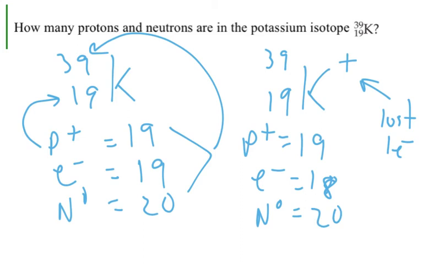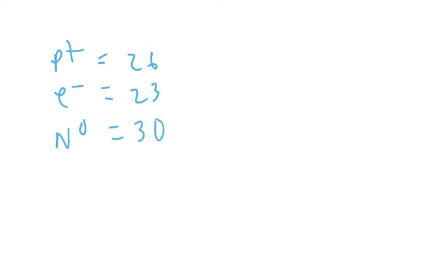Okay? Now, let's do this. Let's go backwards. And let's say that I gave you these 3. Okay? And let's say I gave you some numbers here. So you're given these 3, and we want to fill in the blanks here. We want to find out who the element is, which is letter X. We want to find the mass number, the atomic number, and the charge.